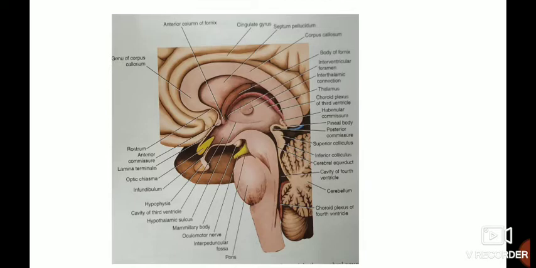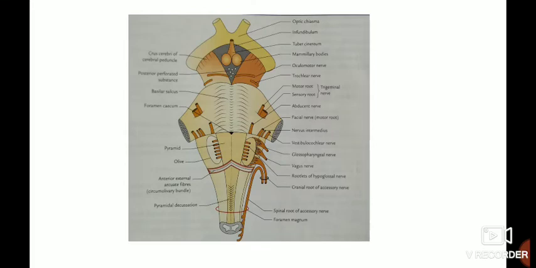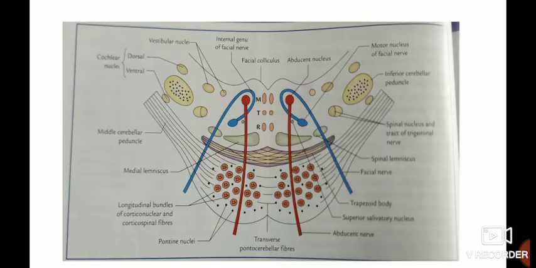Now the sections will be taken at two levels, one at the level of the facial colliculus and another at the level of the trigeminal nucleus. Now let us see a section at the lower part, which is at the level of the facial colliculus over here.